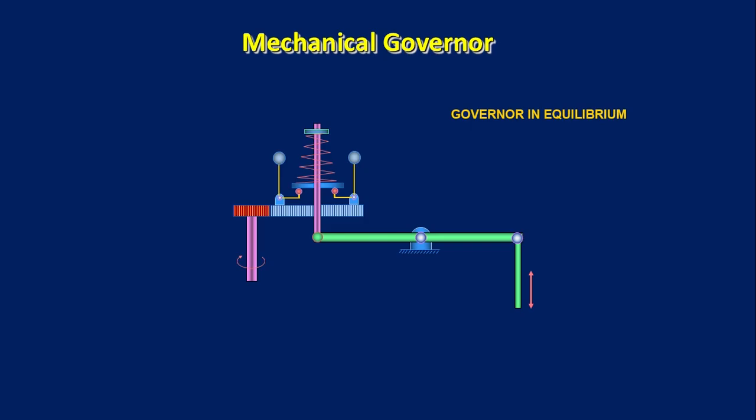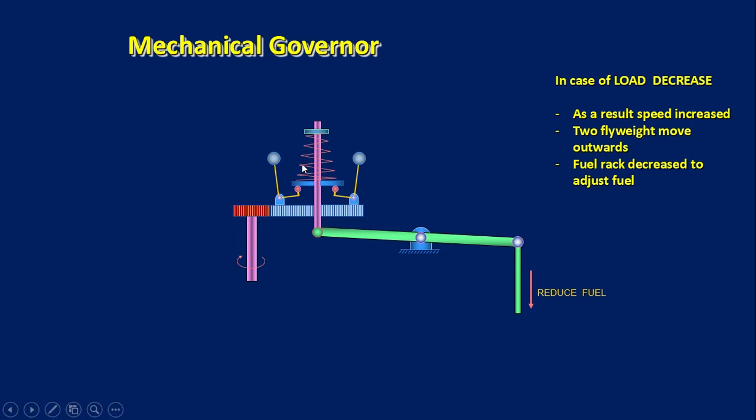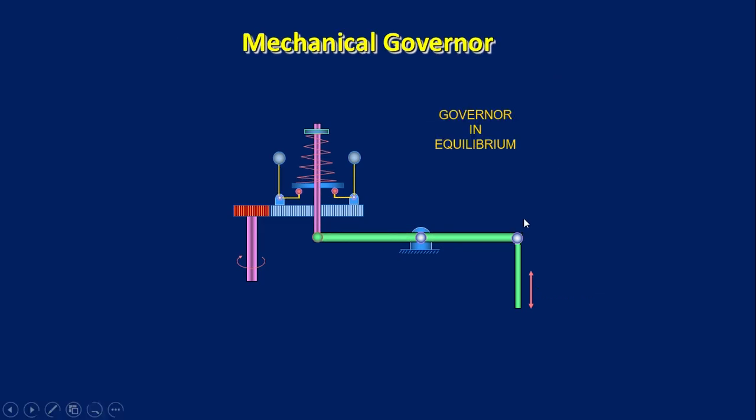When the engine's load decreases, the engine speed will increase. So here we can see the two flyweights move outwards, and the control lever is giving a signal to reduce the fuel. As the fuel reduces, the engine will run at its set rpm, and again the governor will come to equilibrium condition. This is basically how the mechanical governor works.